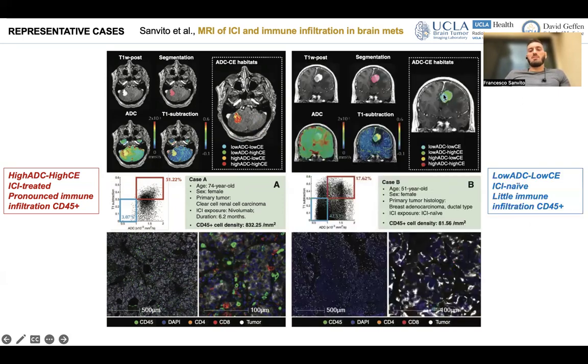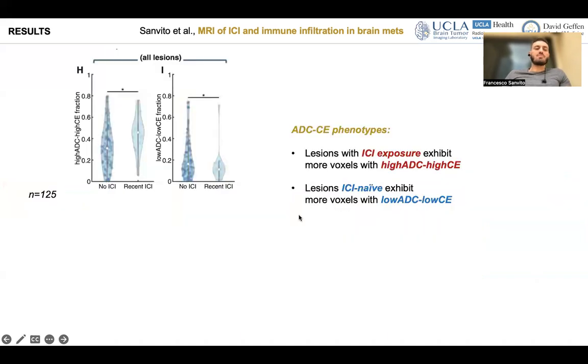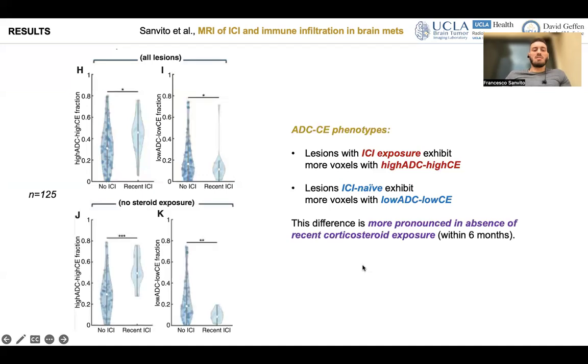Another opposite case is labeled blue because it is, for the most part, a combined low diffusion, low enhancing lesion, and was never treated with immunotherapy and has very little immune cell infiltration on tissue. So when looking at the immunotherapy exposure, we see that cases exposed to immunotherapy have higher high diffusion, high enhancement voxel fractions, whereas they have lower low diffusion, low enhancement voxel fractions. And this phenomenon is even much more prominent and clear when we isolate cases that were not exposed to corticosteroids.